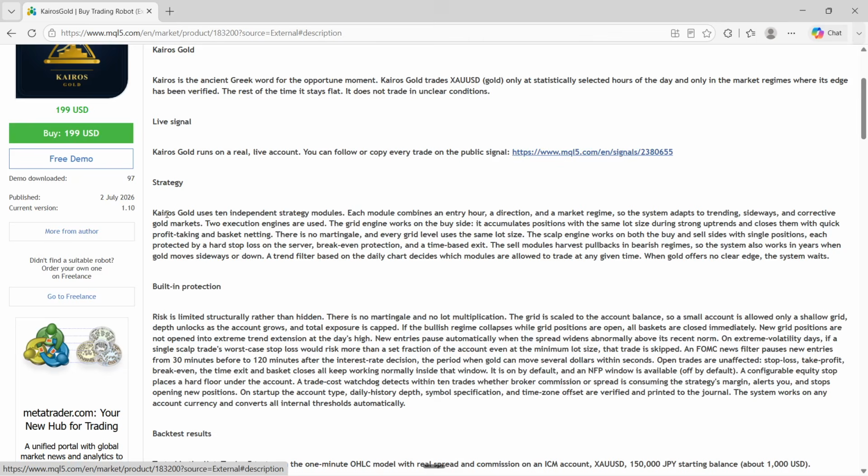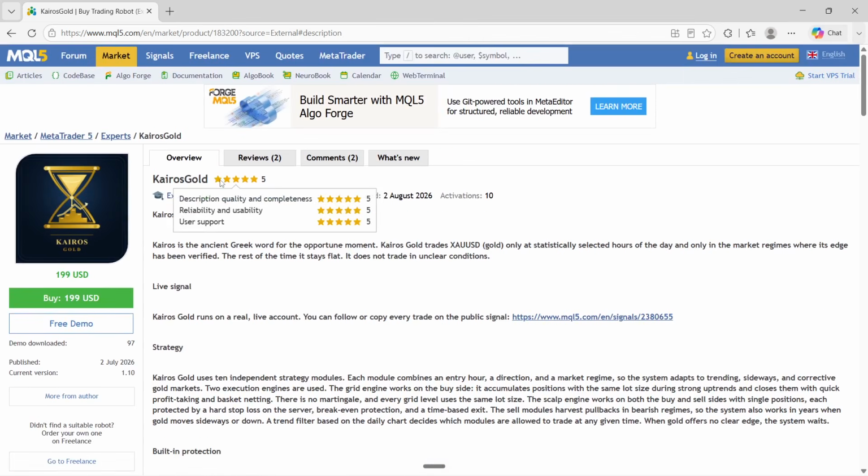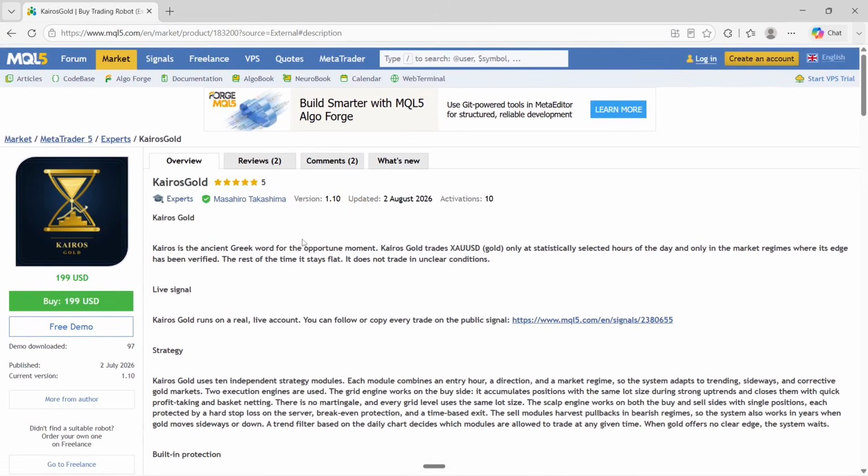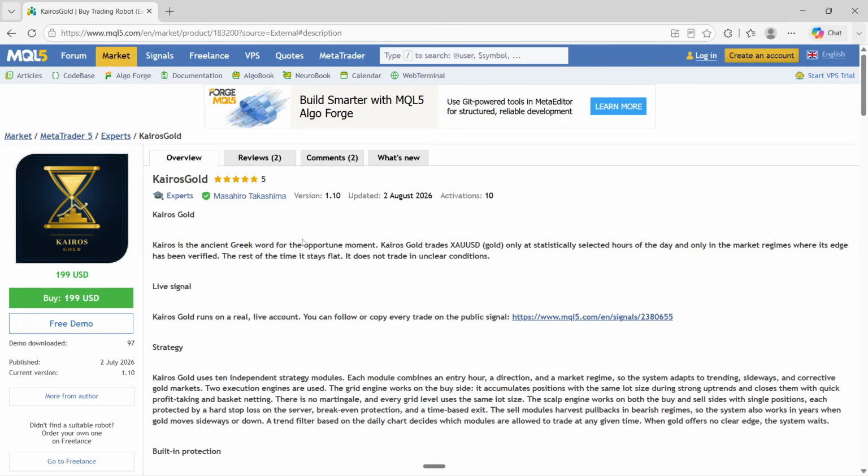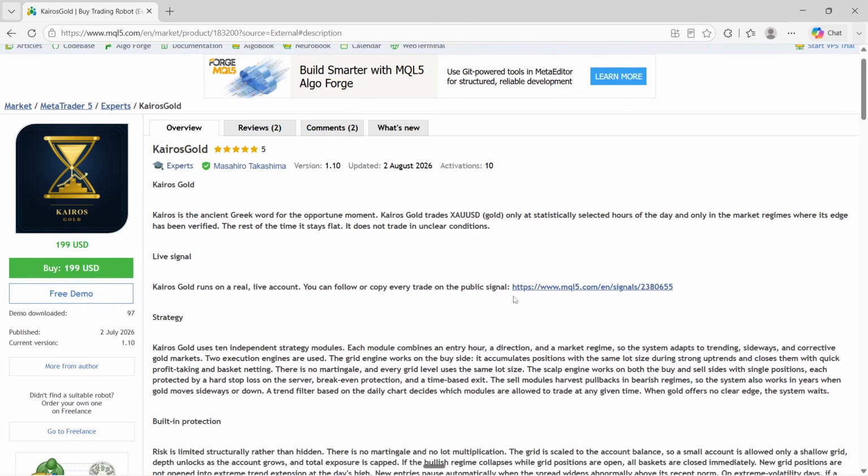And if we expand this, you see down the MQL5 page, the Kairos gold is named after the ancient Greek concept of the opportune moment. It trades XAUUSD only at statistically selected hours of the day and only in market regimes where its edge has been verified. The rest of the time, it just stays flat and it does not trade in unclear conditions.